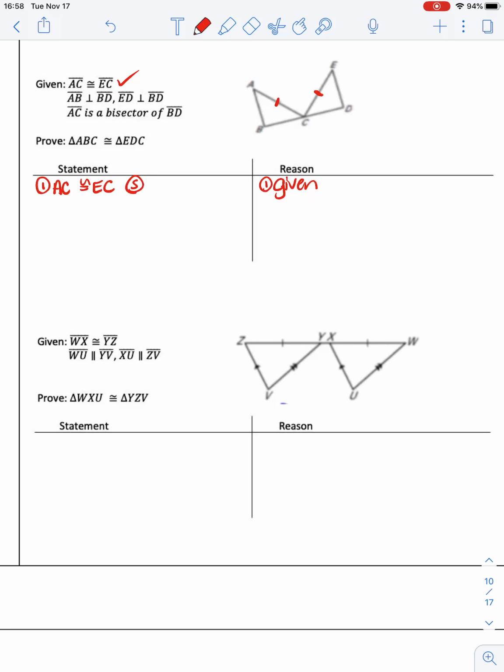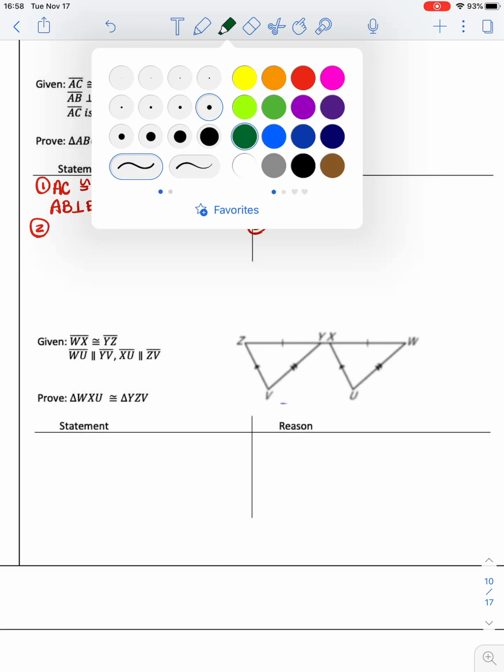So then I look at the next thing. I'm going to go ahead and write it. I could write it in this same statement if I wanted to. AB is perpendicular to BD, and ED is perpendicular to BD. Now, that was given, so that was all in one statement. So now I'll go to statement 2.